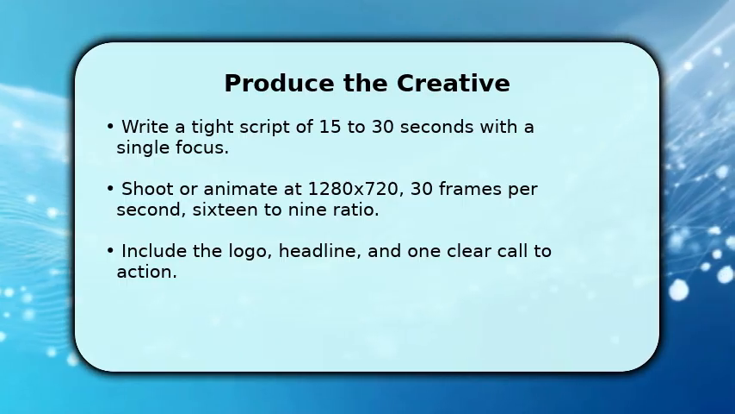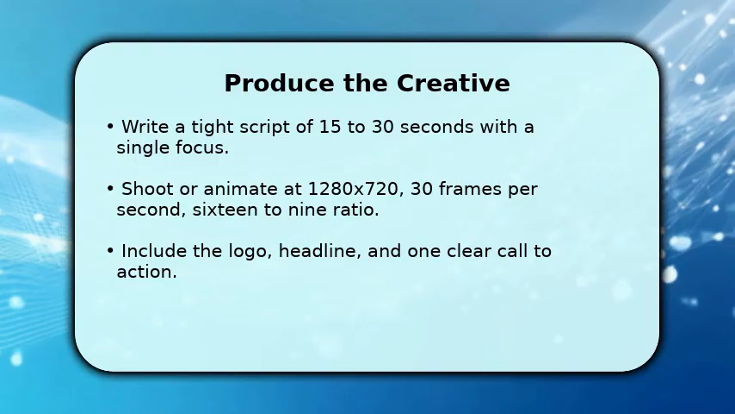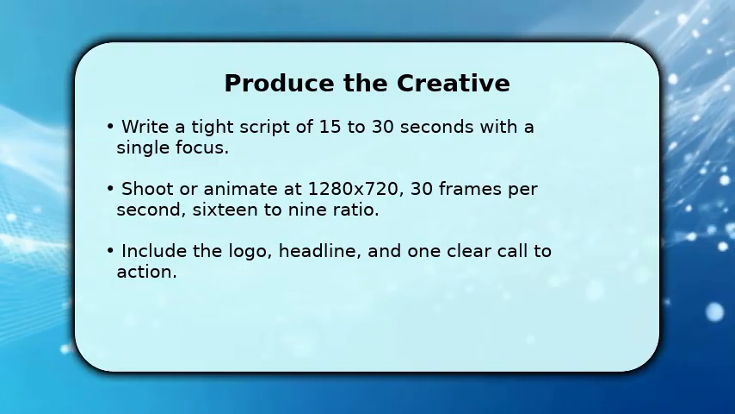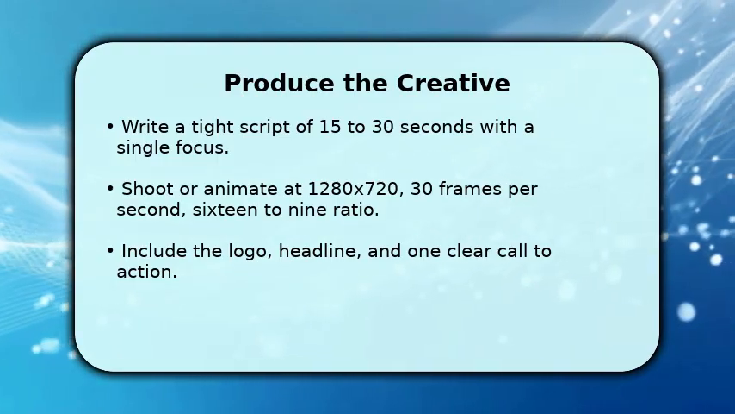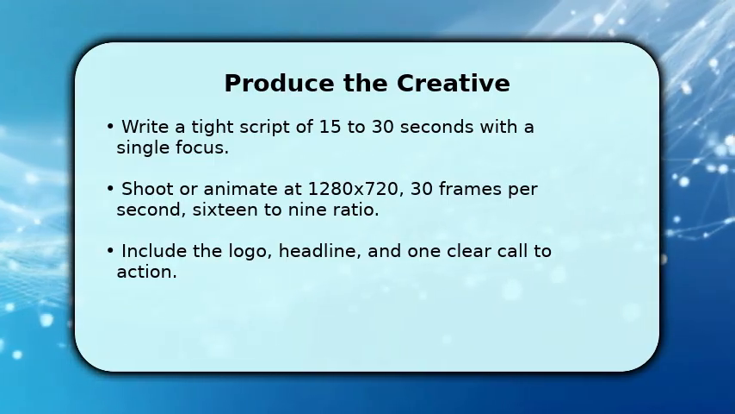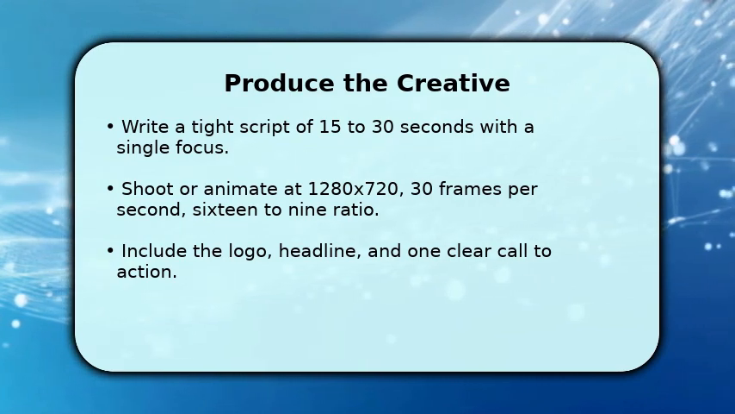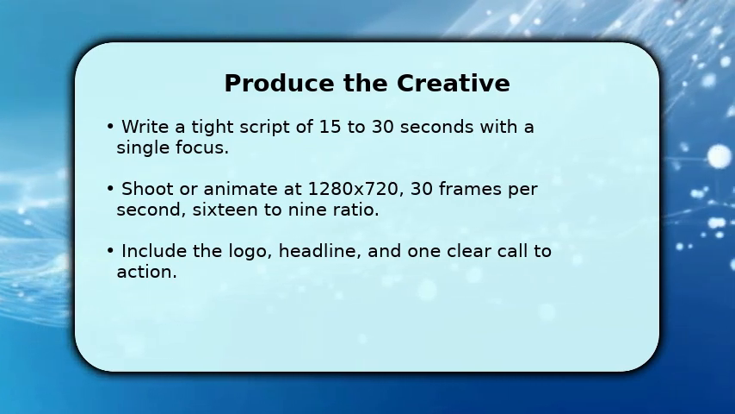Shoot or animate at 1280 x 720, 30 frames per second, 16:9 ratio for web players. Use consistent brand colors, readable typography, and accessible contrast for on-screen text. Include the logo, headline, and one clear call to action in the final 5 seconds.